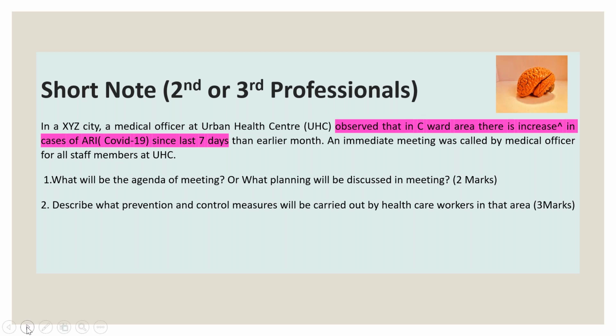So with this scenario, we have framed a short note consisting of the following questions. Question 1, what will be the agenda for the meeting, or what planning will be discussed in this meeting? That will be of 2 marks. And the second question is, describe what prevention and control measures will be carried out by the health workers in that area, for 3 marks. So this is the short note. Next slide, please.